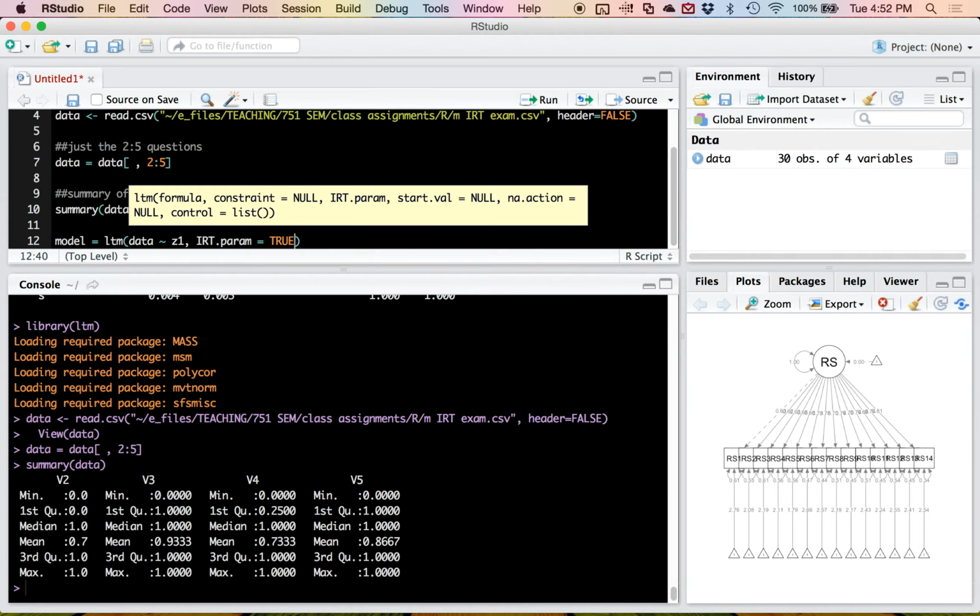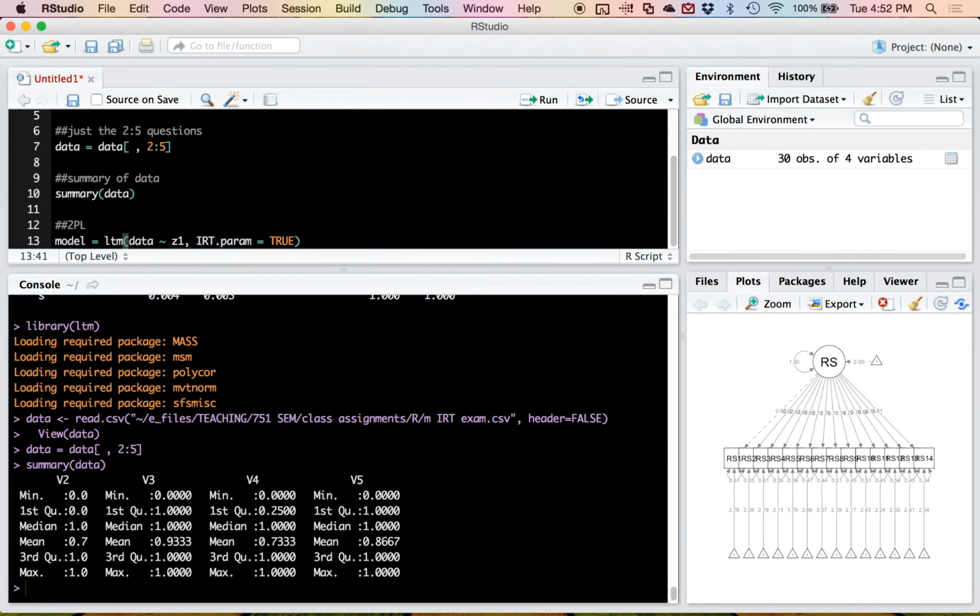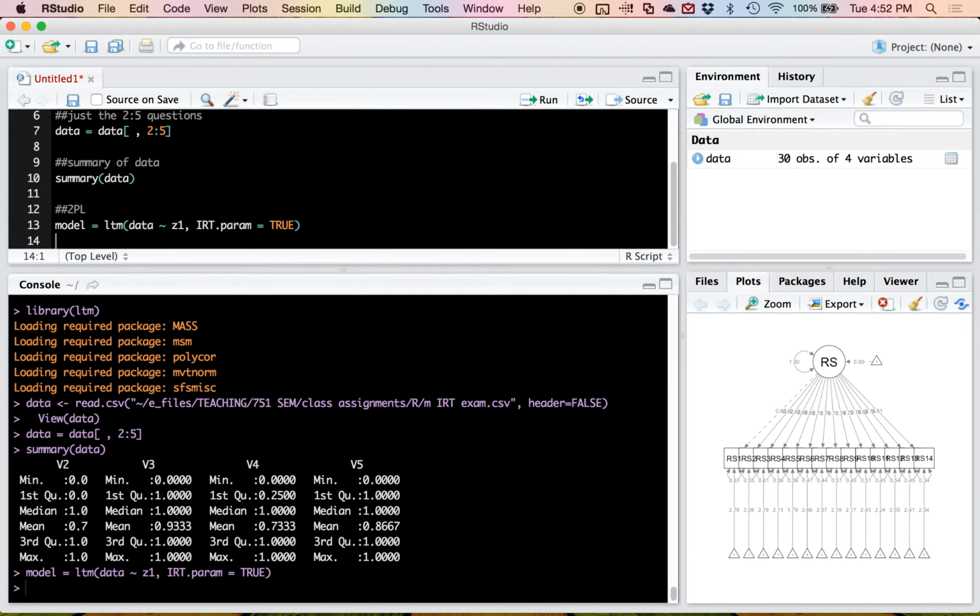Okay. So this is going to be my 2PL. So that's what this particular code does automatically. So let's run that. It may be quick, it may be slow, it may crash.